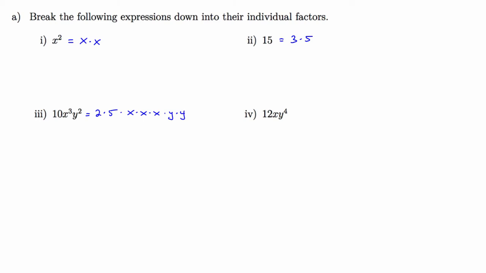In part 4, we want to break down 12x y to the fourth. 12 can be broken down into 3 times 4. And x is an x, and y to the fourth means there are 4 y's. While we have rewritten this as multiplication, we have not broken it down into its individual factors. The 4 can be broken down further. So 4 is the same thing as 2 times 2. So to break 12x y to the fourth down further, we could rewrite this as 3 times 2 times 2 times x times y times y times y times y.